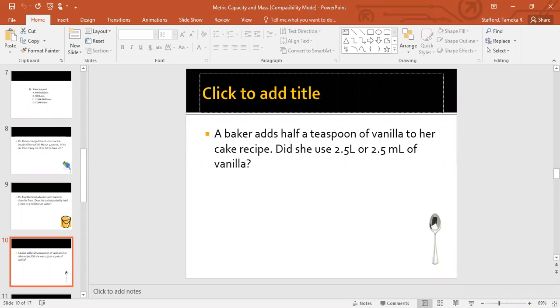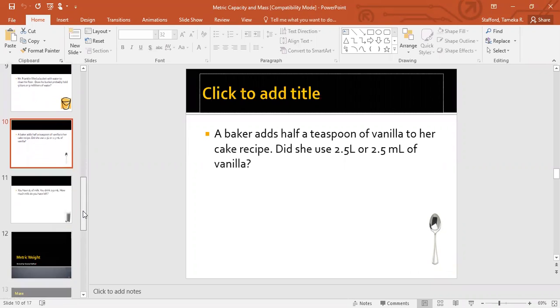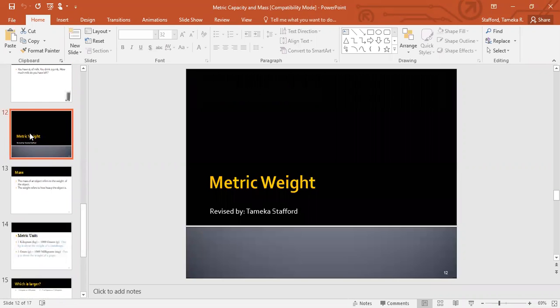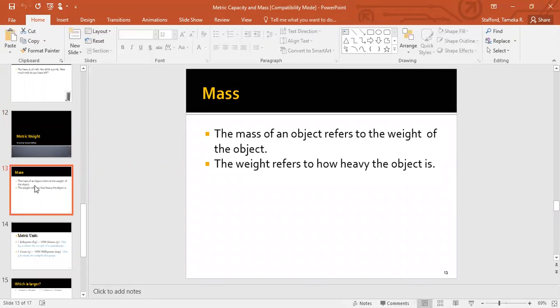All right, let's move on. I think we pretty much got this. Let's go ahead and move on to metric weight. All right, metric weight. The mass of an object refers to the weight of the object. The weight refers to how heavy the object is.